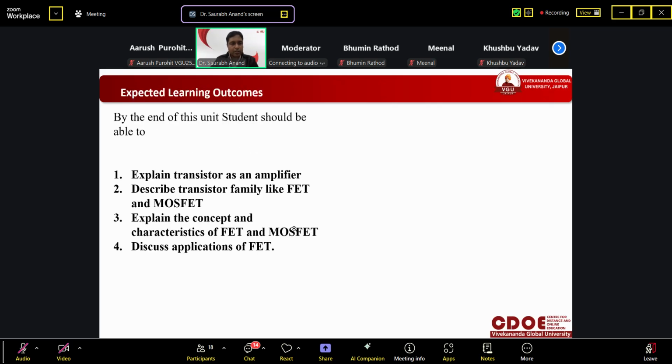These are the outcomes after the completion. You can explain what a transistor is and how the transistor works as an amplifier. You can also describe the transistor family like FET and MOSFET, and explain the characteristics of both FET and MOSFET, and the applications of transistors.